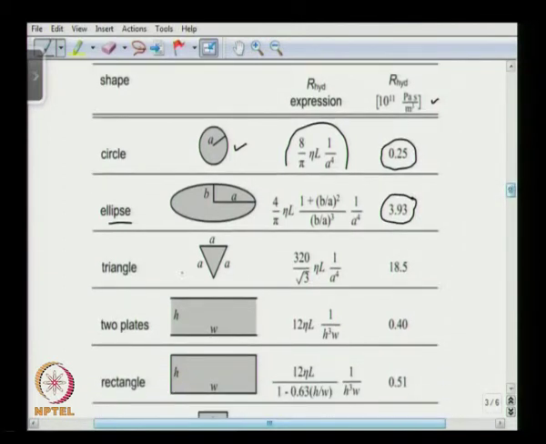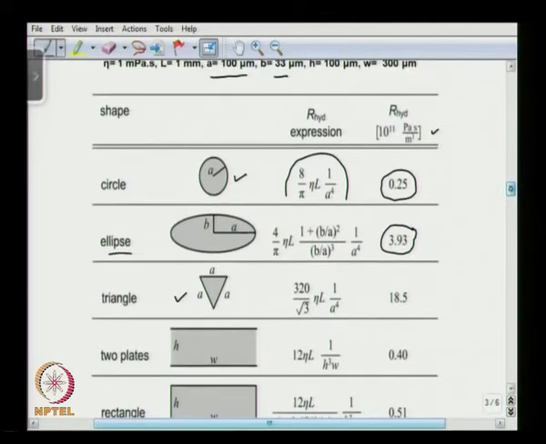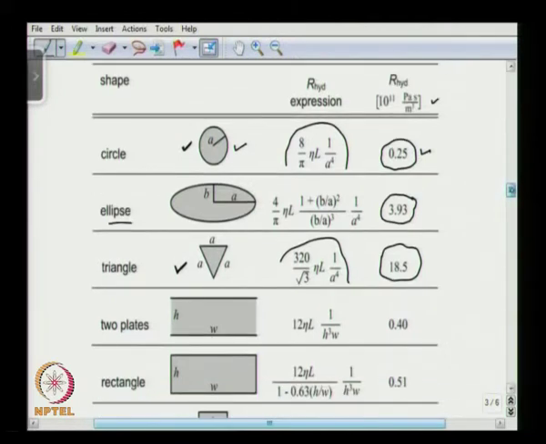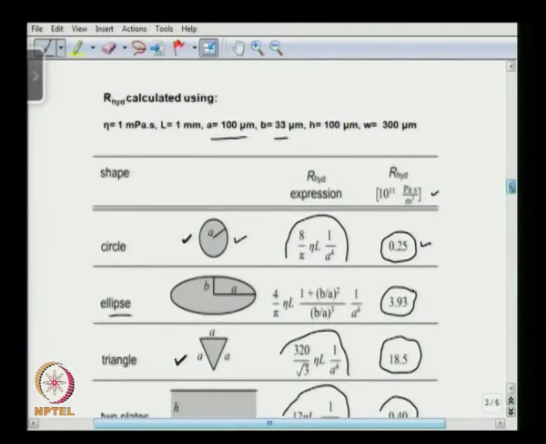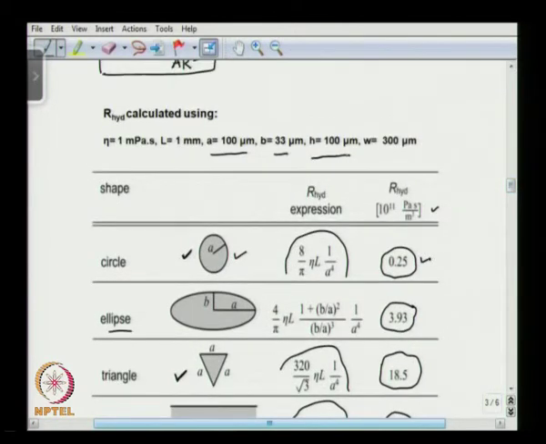And if you look at the triangular cross section, this is the expression for the hydraulic resistance, and if you compare with the circular cross section, where the circle has radius A and the triangular cross section has each side A, you can see that the hydraulic resistance is about 70 times the circular cross section. So the hydraulic resistance of a triangular channel is very high. Now if you look at two parallel plates, the hydraulic resistance is given by this expression here, and this is its value for a separation distance of 100 micron.